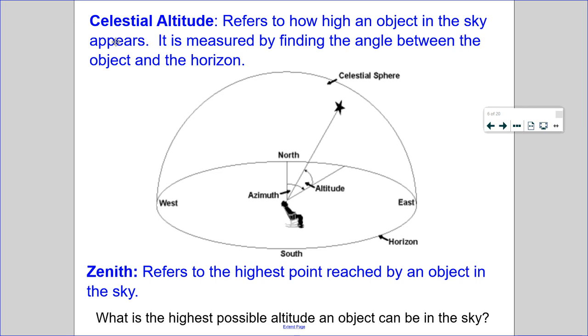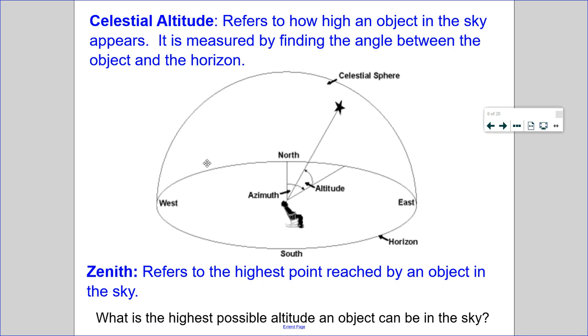Okay, a couple of terms that I wanted to go over today. The first is celestial altitude. This refers to how high an object in the sky appears. Typically when you think of altitude, you're thinking about how tall a building or a tree or a tower might be, and that's measured in distance from the planet's surface to the top of that object. But with stars and celestial bodies that move across the sky, you can't really do that.